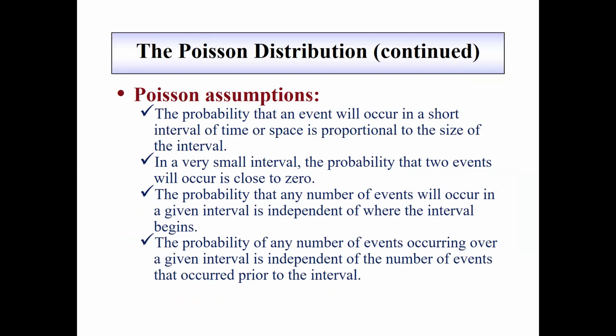Assumptions of the Poisson model. Mostly all of the assumptions of binomial distribution are the same as the Poisson distribution, except only one: that n is large. The probability that an event will occur in a short interval of time or space is proportional to the size of the interval. In a very small interval, the probability that two events will occur is close to zero. The probability of any number of events occurring over a given interval is independent of the number of events that occurred prior to the interval. Those are the basic assumptions of the Poisson model.